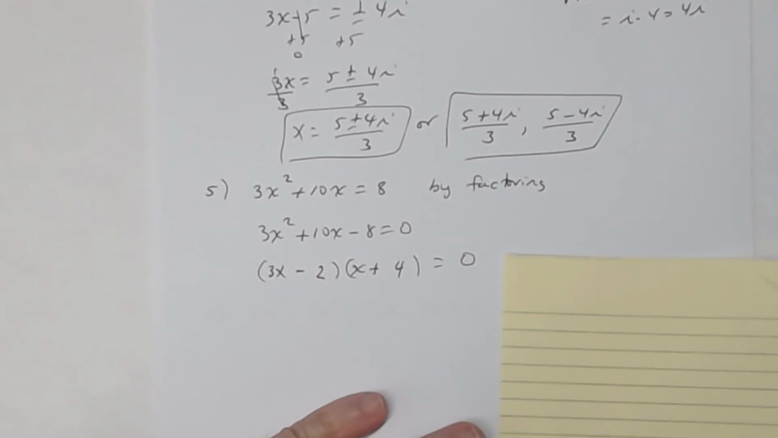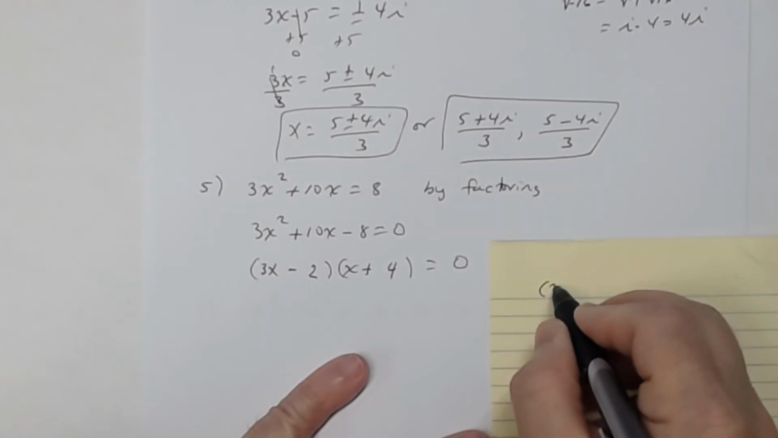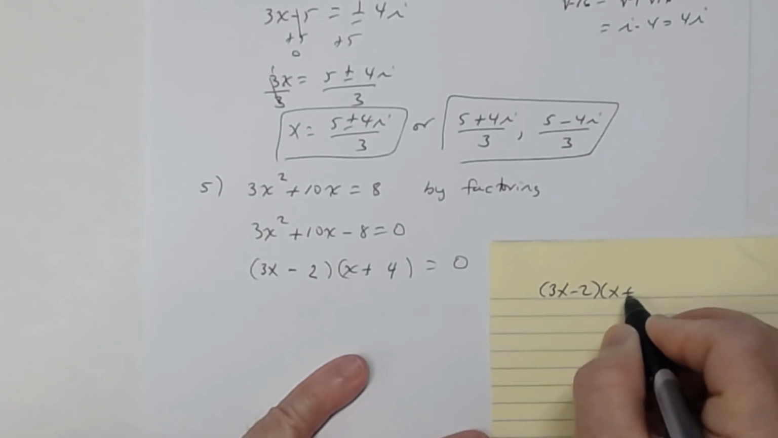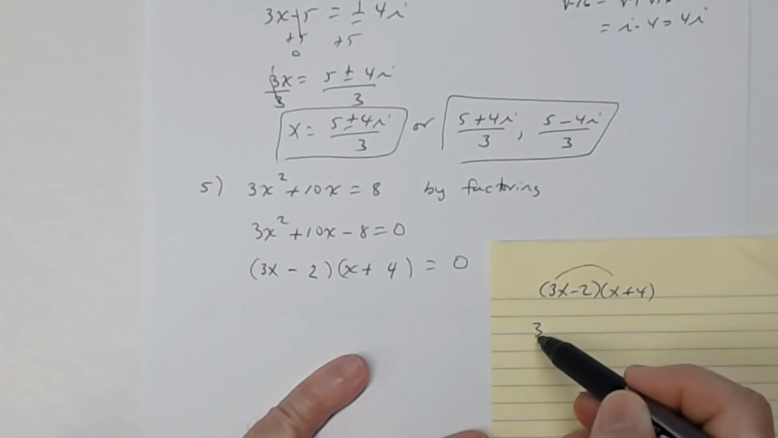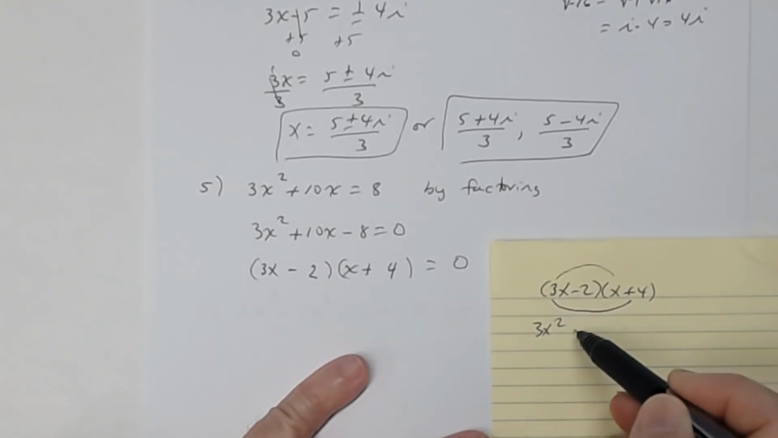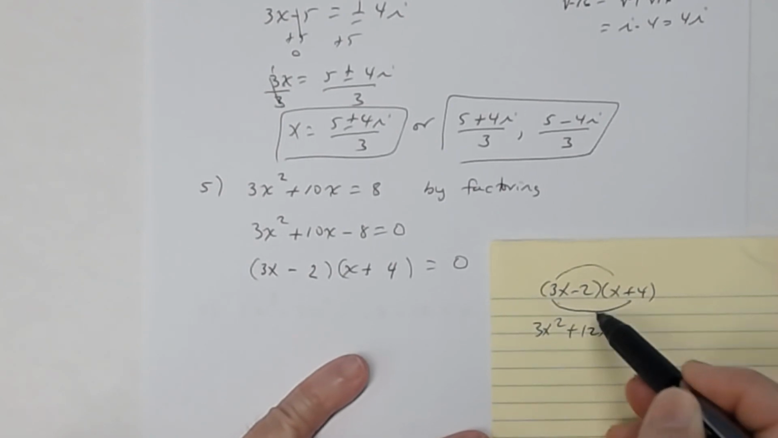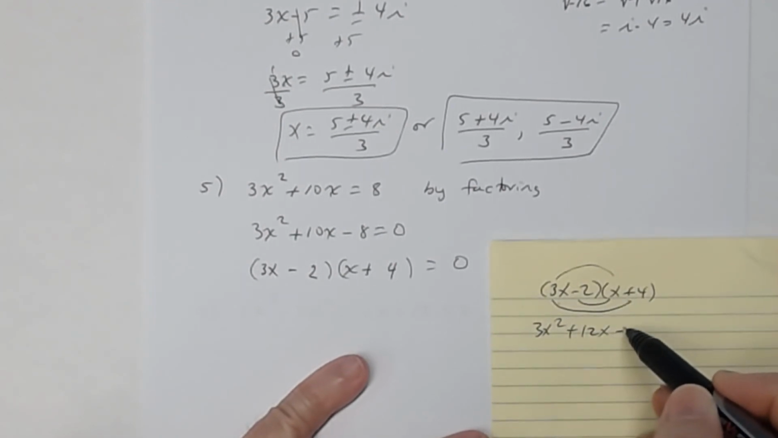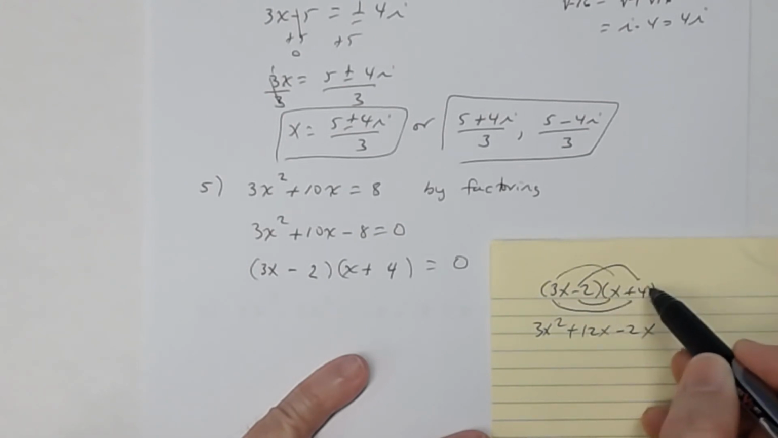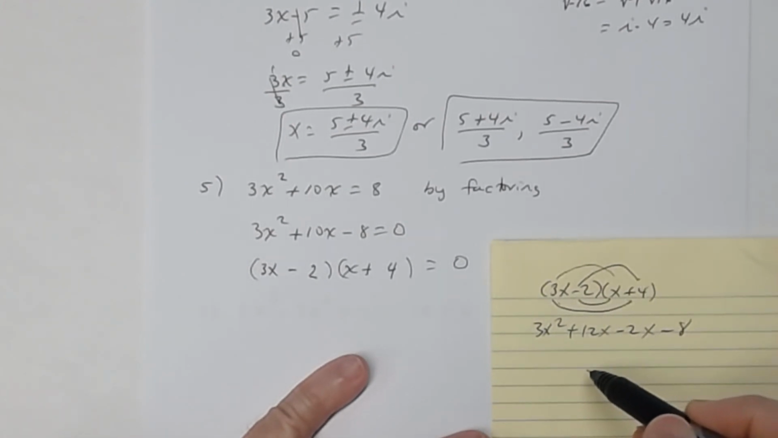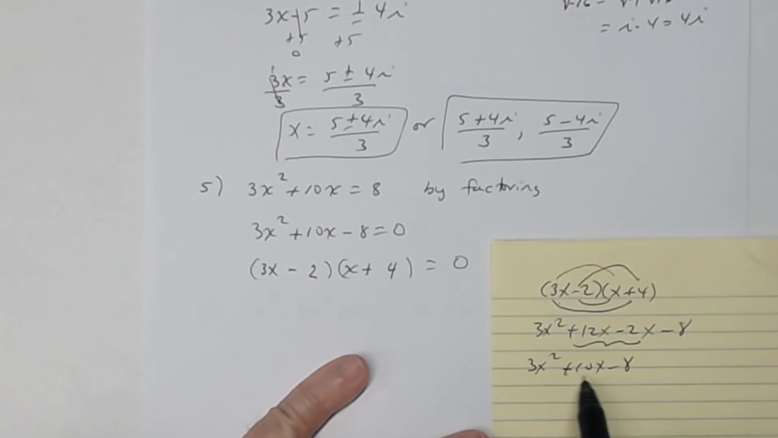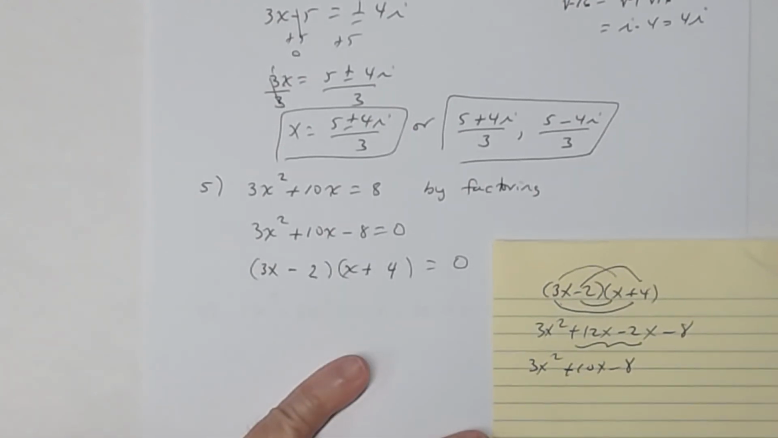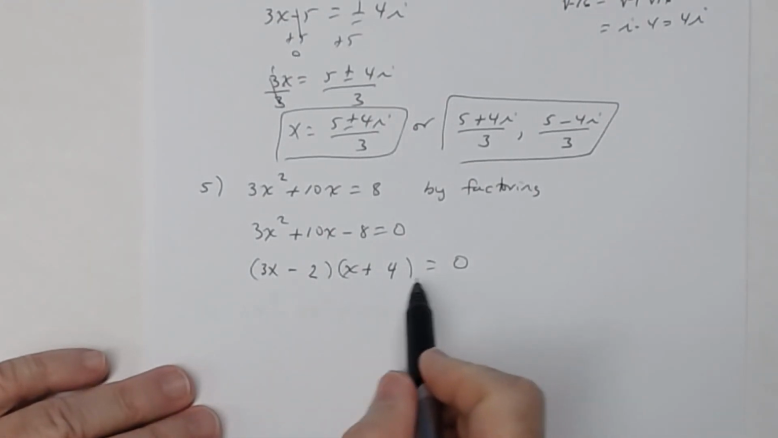So when you check this, and it's always a good idea to check, when you multiply it out using FOIL, or the distributive property, you're going to get 3x times x is 3x squared. The outer is 3x times 4 is 12x. The inner, negative 2 times x is negative 2x. And the last, negative 2 times 4 is a negative 8. Combining like terms, we get 3x squared, 12x minus 2x is positive 10x, and then minus 8. And notice that this is this.